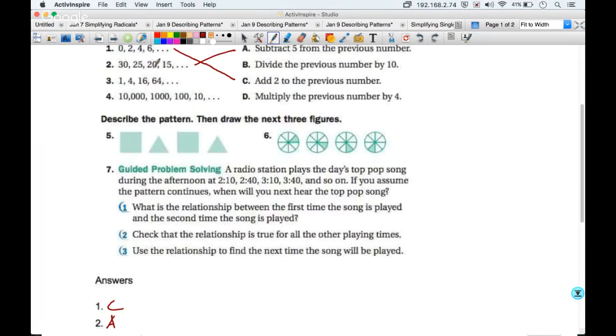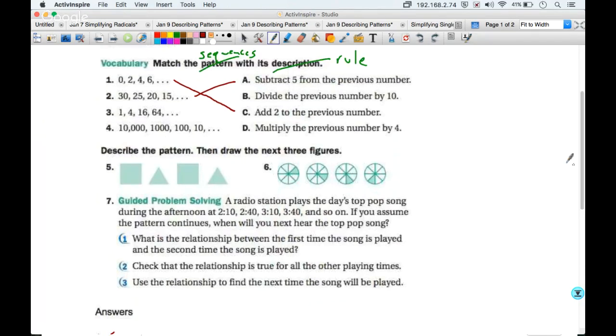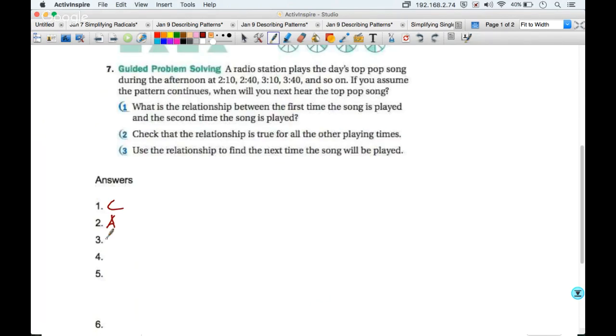The next one, well, it went up by 3, but then it went up by 12. So it's not going up by a constant amount. So we're looking for a pattern that's probably multiplying. I multiplied by 4, then I multiplied by 4 again. So yes, this is a multiplying pattern. Specifically, it's multiplying the previous number by 4. So 3 is D, which leaves 4 for B. So D, B, and B makes sense for number 4.